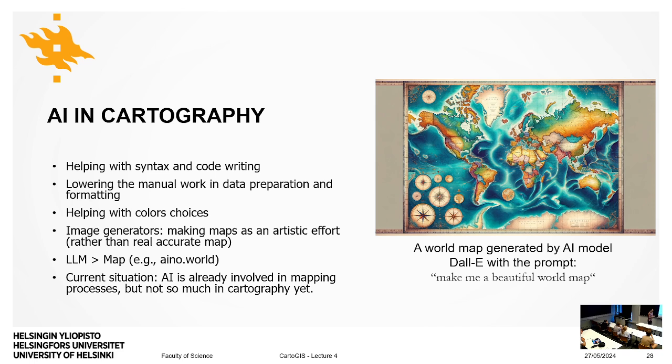Then there are image generators. For example, ChatGPT has its own DALL-E image generator. I just tried this a few days ago. I asked ChatGPT to make me a beautiful world map, and this is what it gives me. For some reason, it just loves arrows. I have a bunch of those.